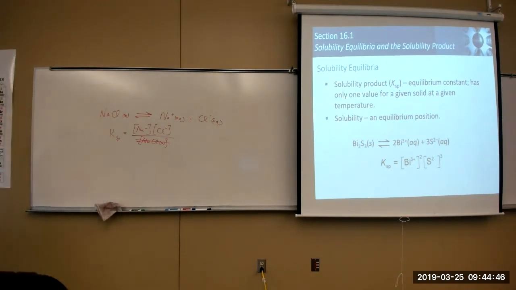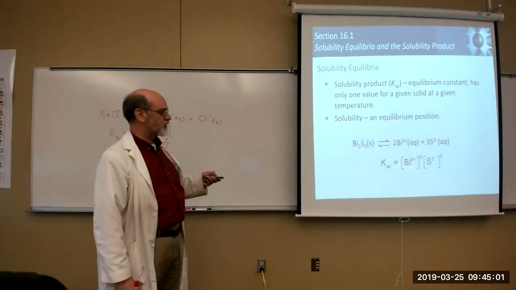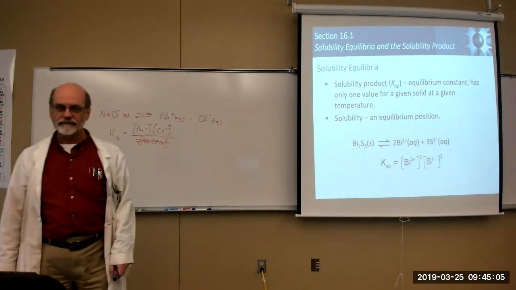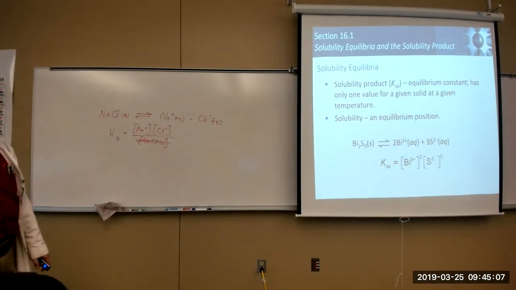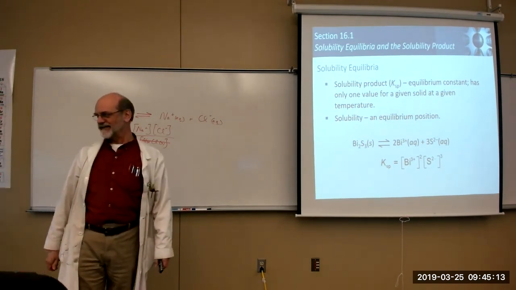And let me see. Bismuth, does it have any other? Okay, bismuth could be a +5 or a +3. So we would have to say bismuth 3 sulfide. Right. Last semester. Took me a second to look. Can't let you forget it.